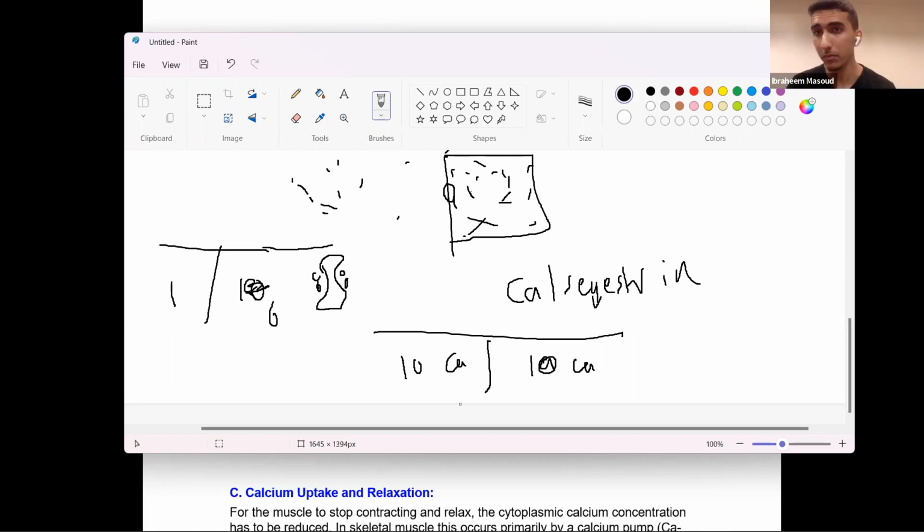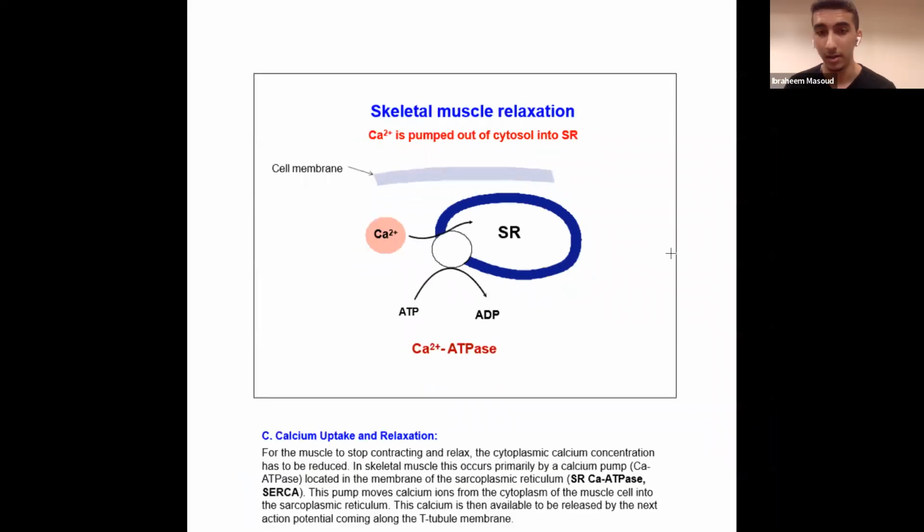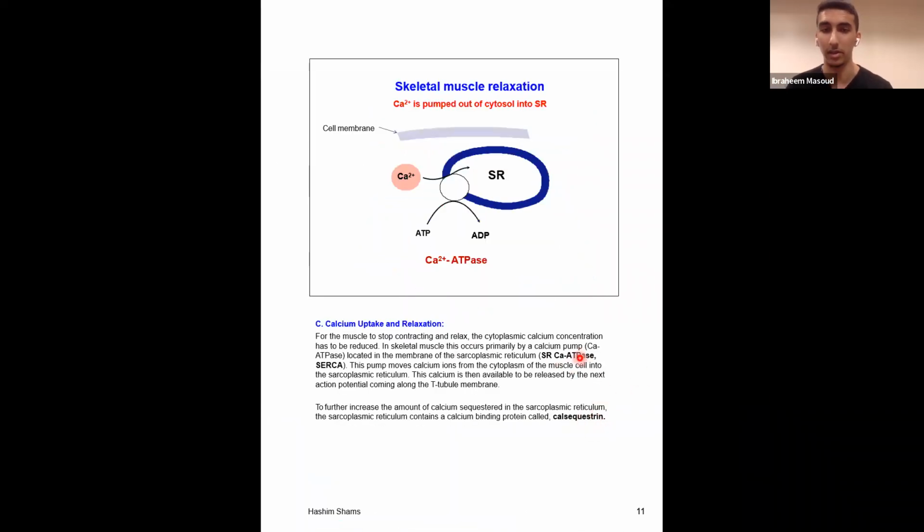Is that clear? Is that clear, guys and girls, all of you? Here's calsequestrin, here's the SERCA. I talked about other things all written down there. I think that it's clear.